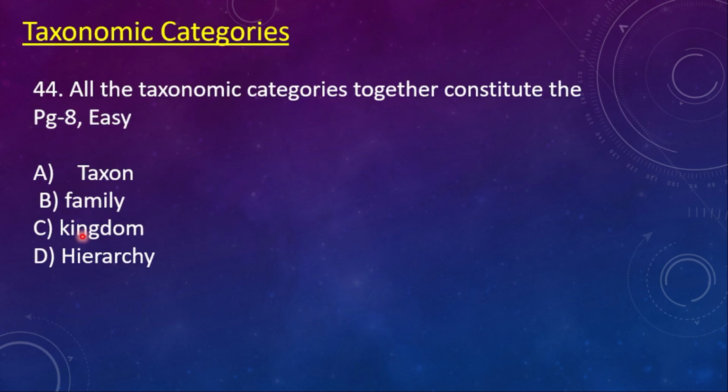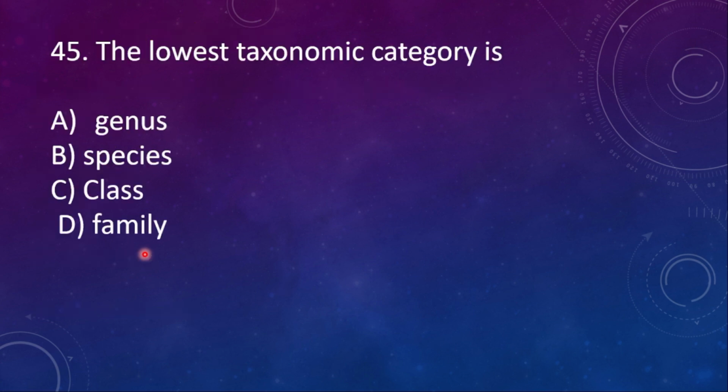Next comes taxonomic categories. The questions on this topic are like this. Question number 44. All the taxonomic categories together constitute what? Taxon? No. Unit, family, kingdom, or hierarchy? Hierarchy, you can also call it.